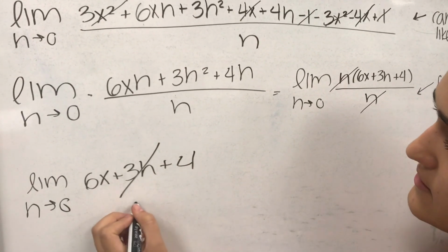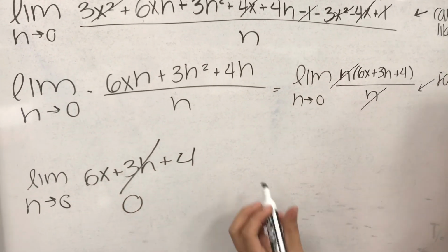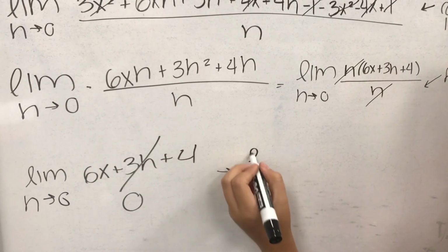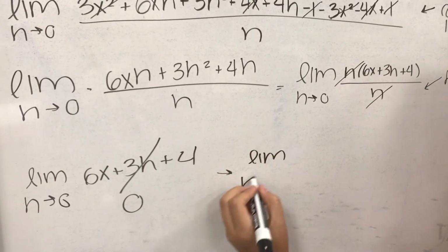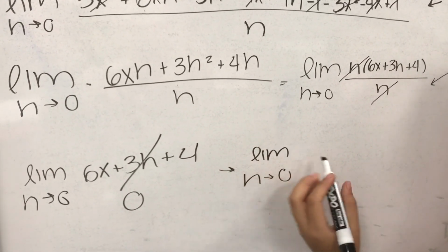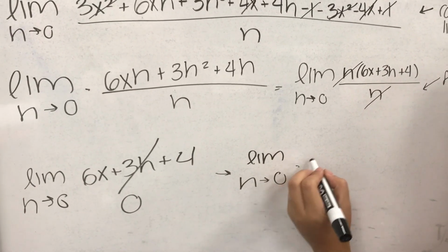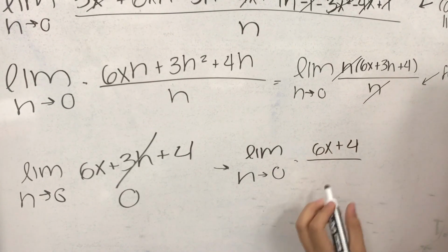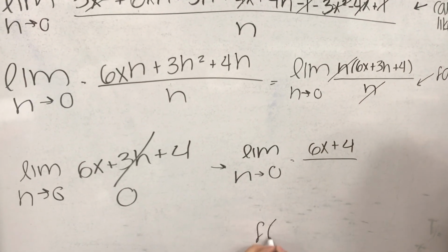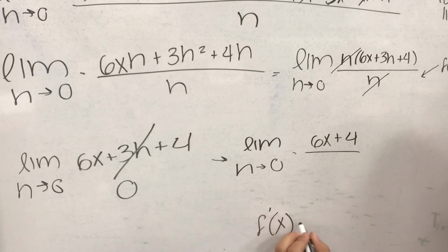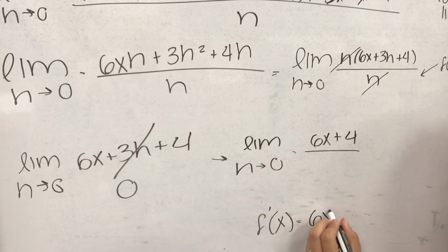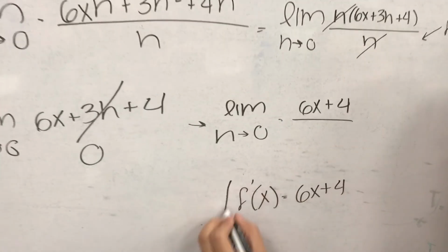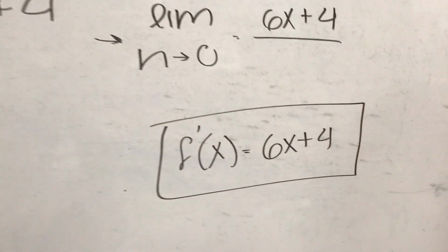Now you see that the h is approaching 0, so that cancels. Now you're left with 6x plus 4. Now your final answer would be the derivative of function of x equals 6x plus 4. You box your answer, and that's it.